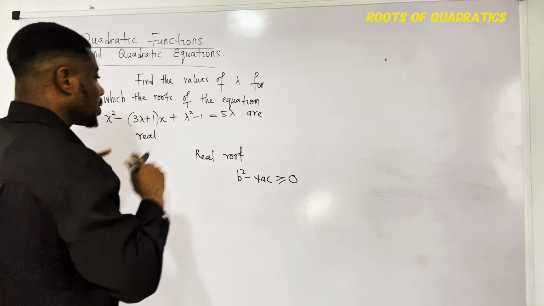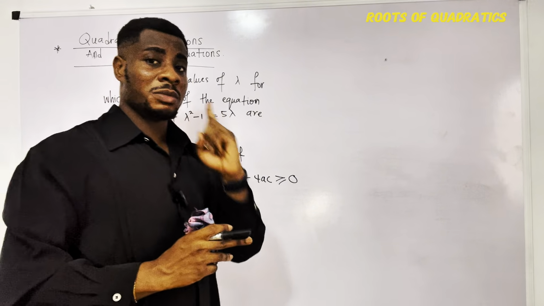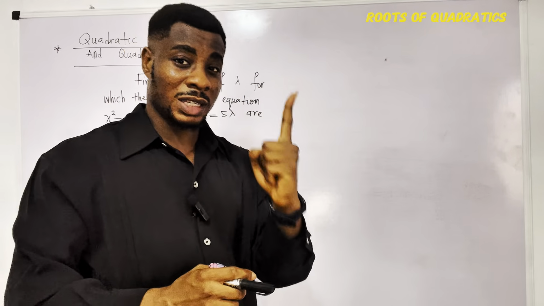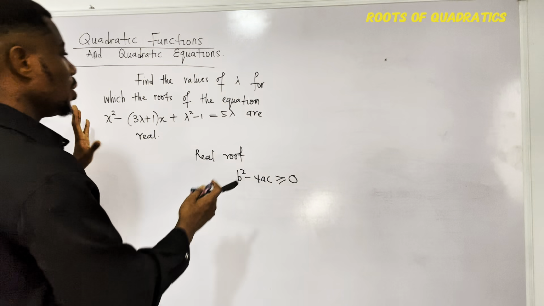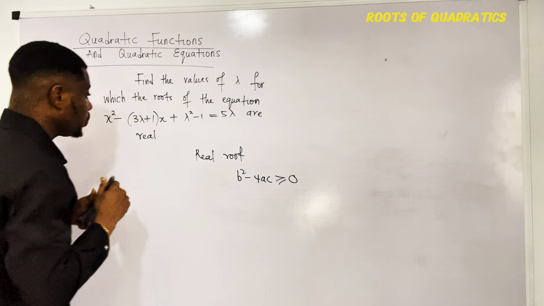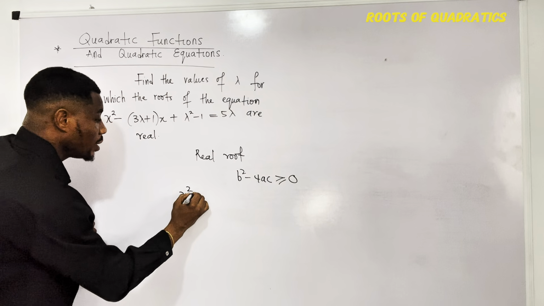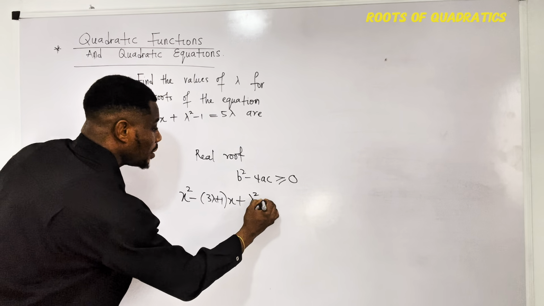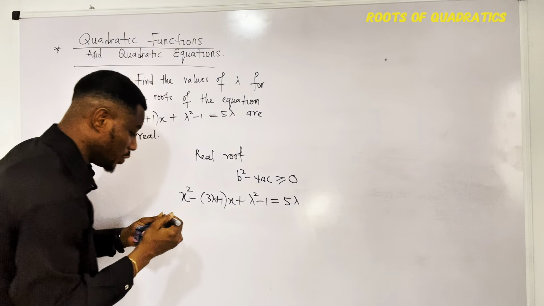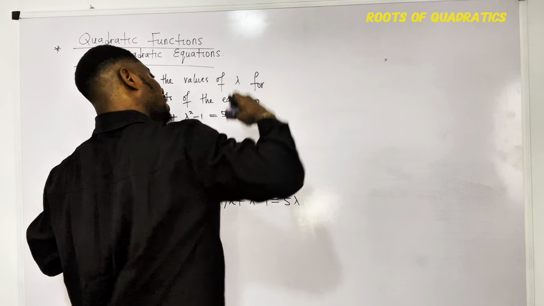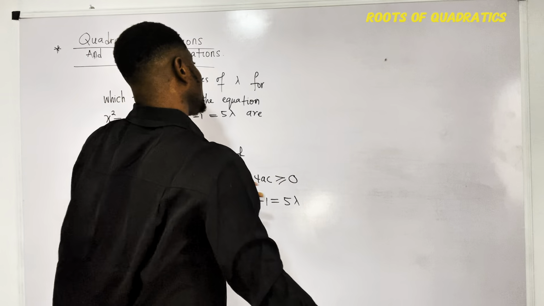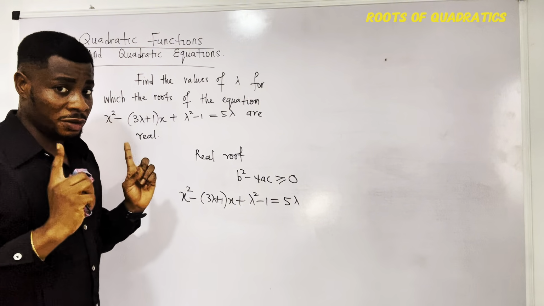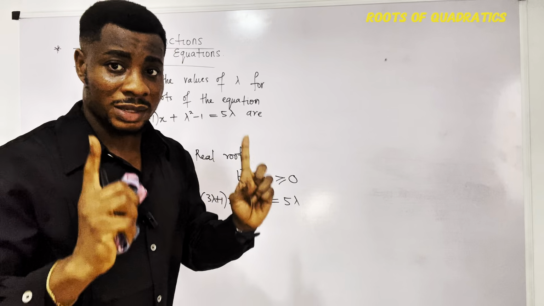Now, coming back to the equation. I told you that before you do anything, before you allocate your values for A, B and C, the first thing you do is to arrange your parent equation. The parent equation here is simply x squared minus (3 lambda plus 1)x plus lambda squared minus 1 is equal to 5 lambda. I said make sure the right hand side has no term. Carry everything on the right hand side to the left hand side of the equation. Before you allocate values for A, B, and C, it's very crucial. If you don't do it that way, you're going to get the wrong answer certainly.